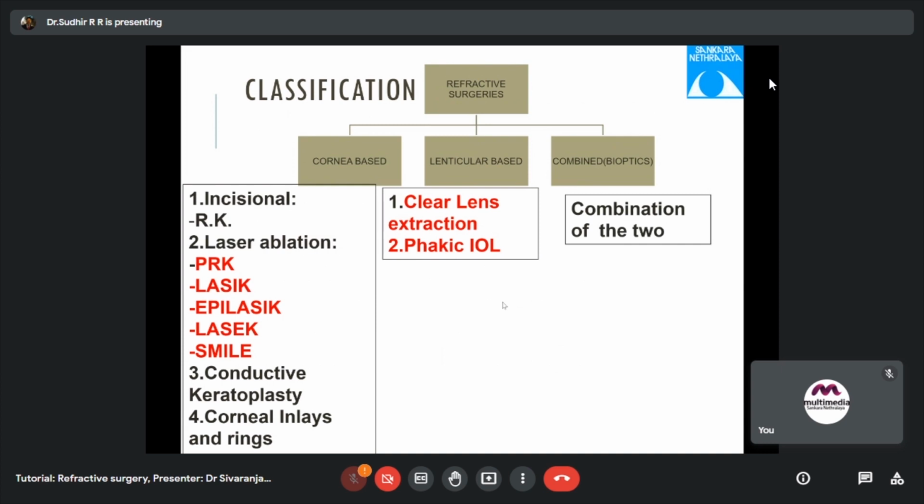We have laser-based procedures, lens-based procedures, and combined procedures. Have you heard of it? When is the indication for a combined procedure? When we cannot correct it completely with cornea procedures, when the error is too high and we cannot ablate that much, we would do a lenticular procedure as well, like a phakic IOL. So when the power is very high, we have the phakic IOL combined with a laser-based procedure, which is bioptics.